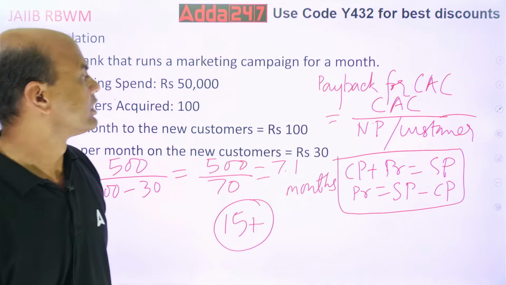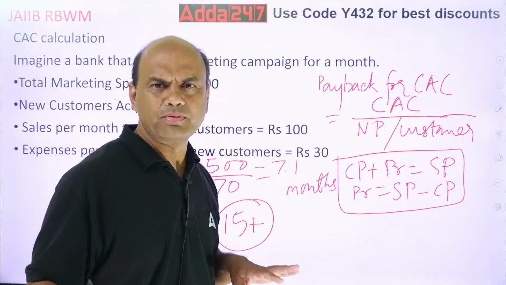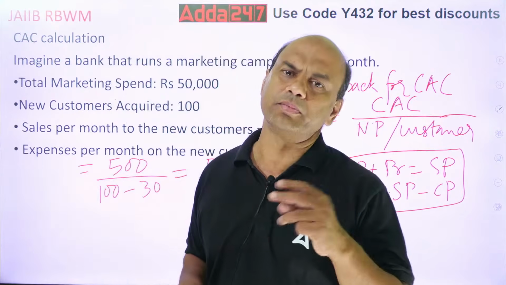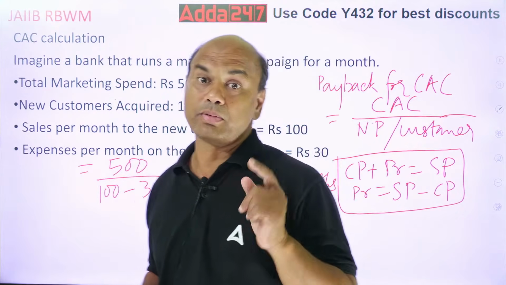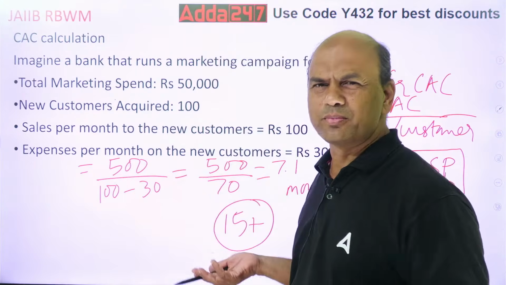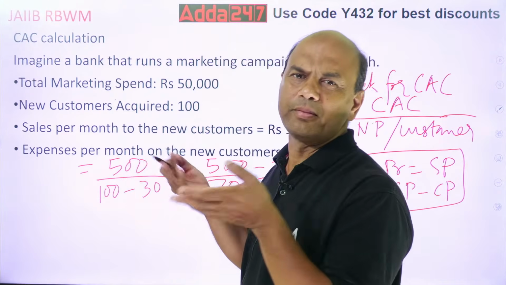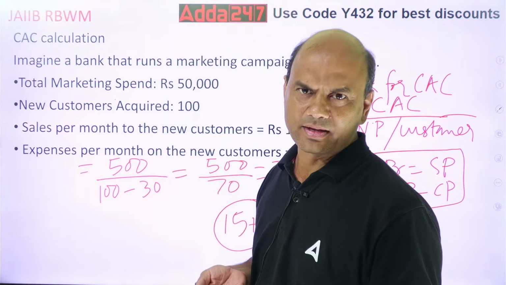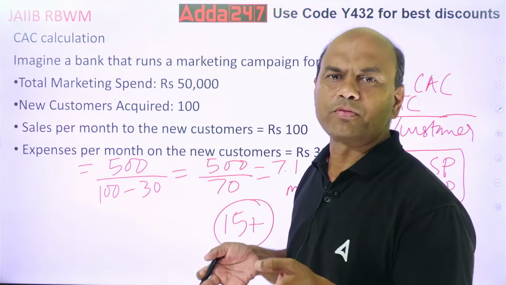So formulas are very simple. If you remember the formula, you will be able to solve it like anything. But you must remember, very simple formula. Spending upon number of new customers, CAC. CAC upon net profit, payback, over.